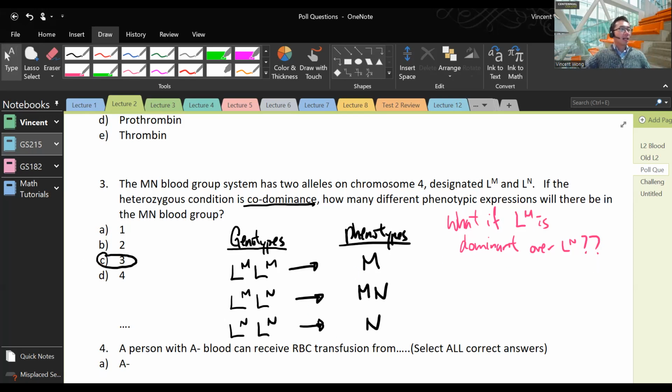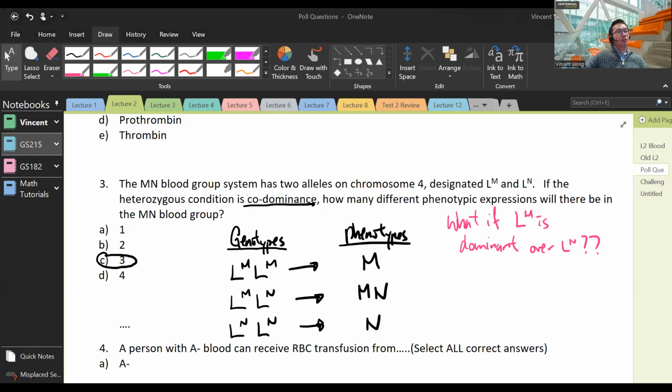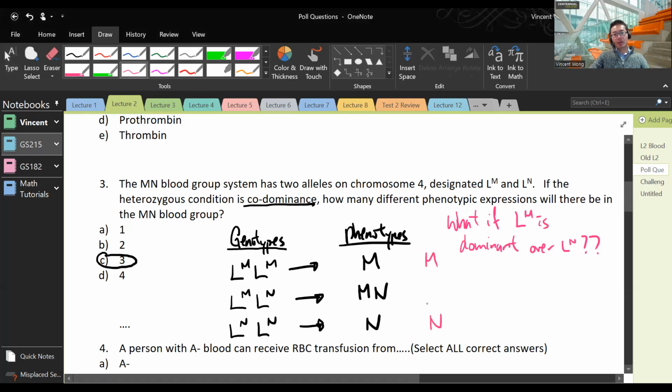All right. Of the 8 people who answered, we got it right? Because if it's dominant, then M is still M, N is still N. But when they're together, the dominant one is the one that's going to show up, right? So 2 possible phenotypes. Okay, so expect some of these questions on the test.